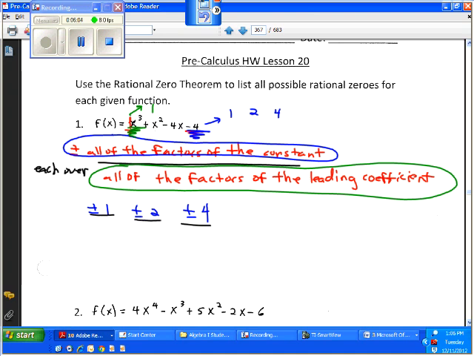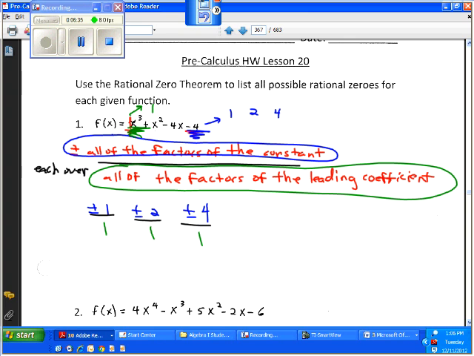Over each of the factors of the leading coefficient. Now, if that was a 2 in front of that x cubed, we'd say plus or minus 1 over 1 or 2. If this was a 2 instead of a 1, then the factors would be 1 and 2. So we'd say plus or minus 2 over 1 or 2. We'll look at that in a minute, okay?